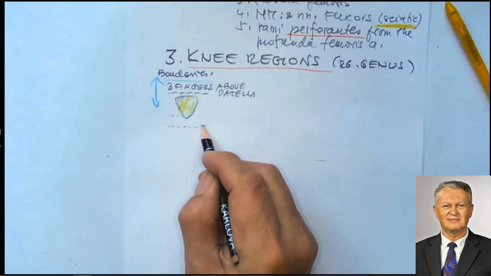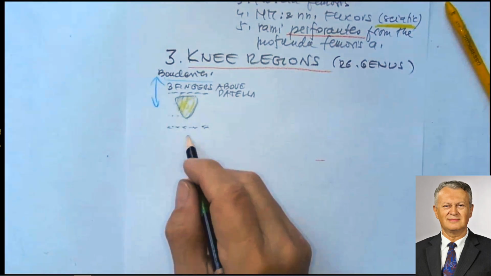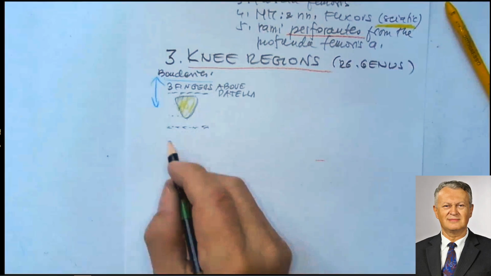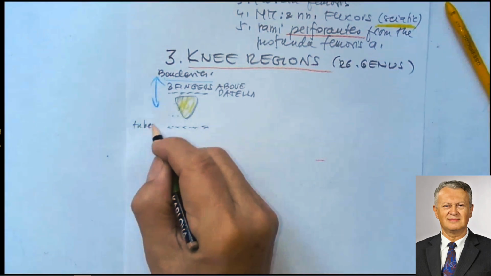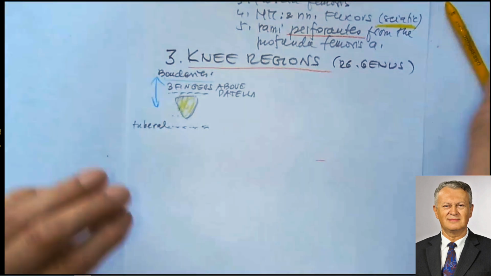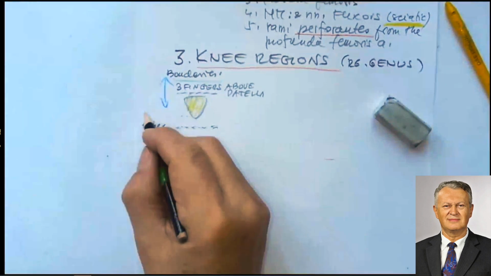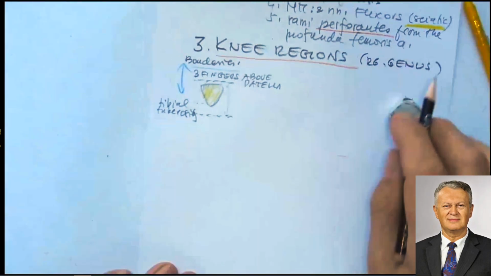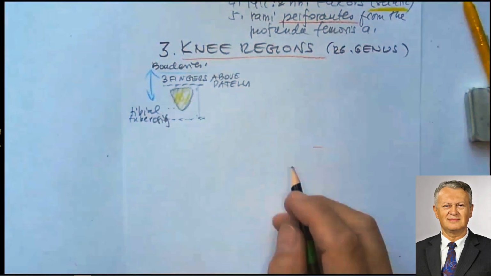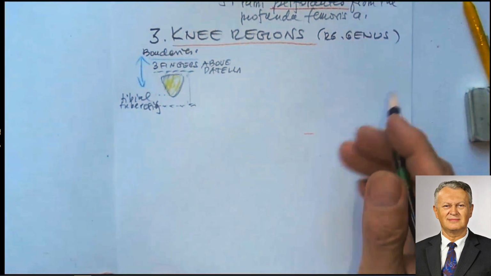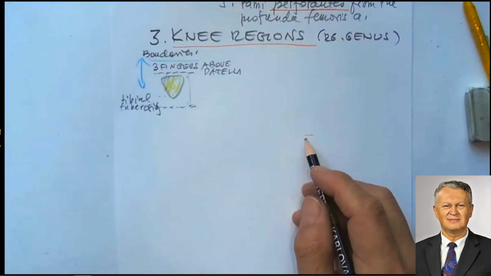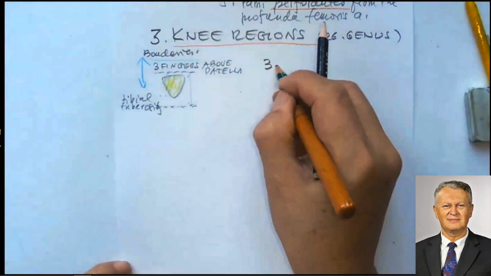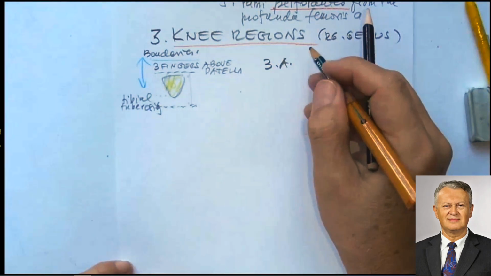And then caudally, inferiorly, distally is the line passing distally by the tibial tuberosity. Full name, tibial tuberosity, sufficient. So this is the extent of the area. Concerning the knee region, again we divide it into anterior and posterior. So looking first of all at the anterior, 3A is the anterior knee region.